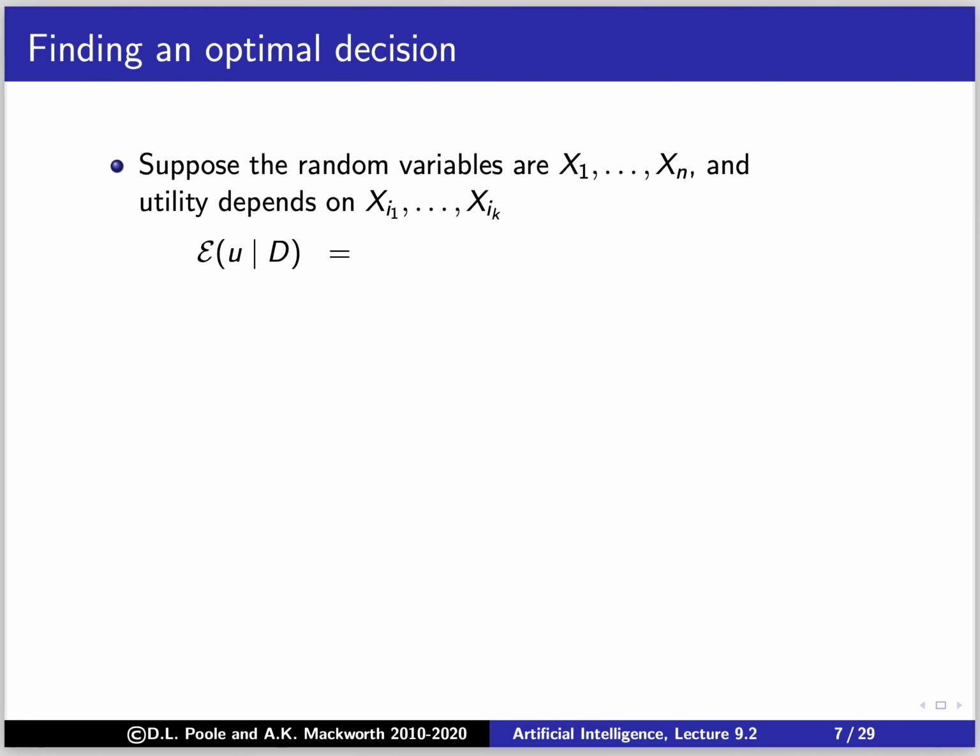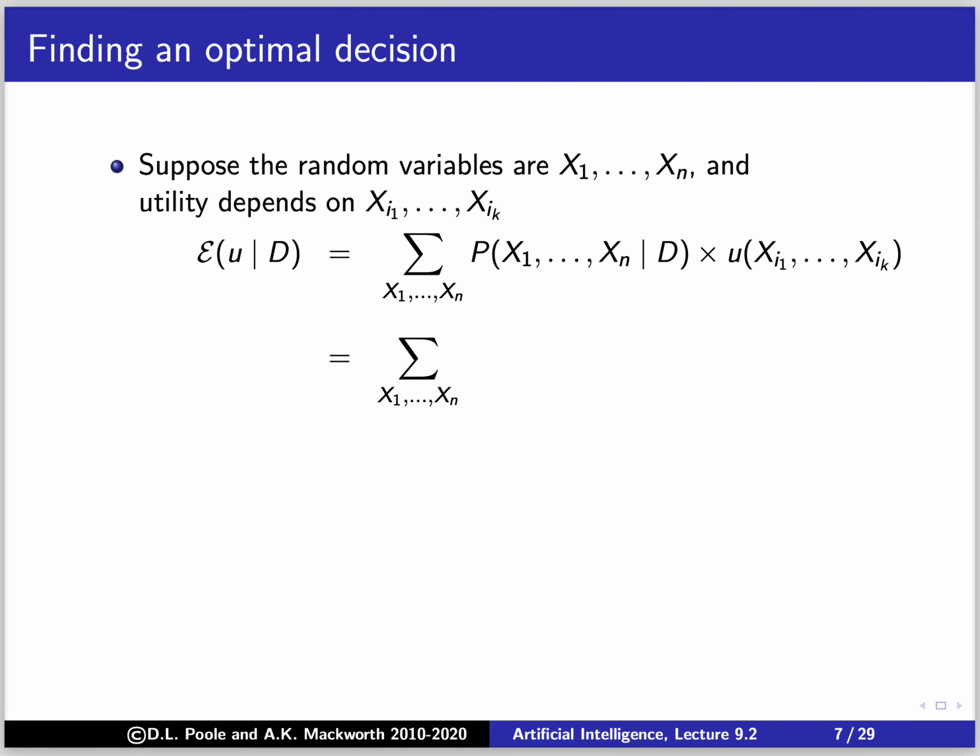Now what we're going to do is find an optimal decision. Suppose the random variables are x1 to xn, and the utility depends on just some subset of them. It doesn't have to depend on all of them. The expected utility given decision D is computed by introducing all the variables and then summing them out. It's the probability of all the random variables given the decision, times the utility, which depends on whichever of these variables. The utility can also depend on decision variables. It's just the expected value.